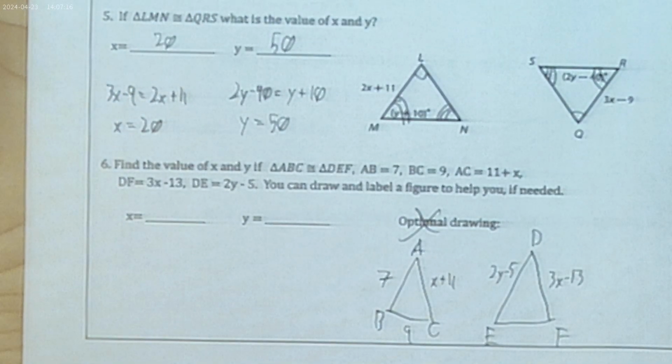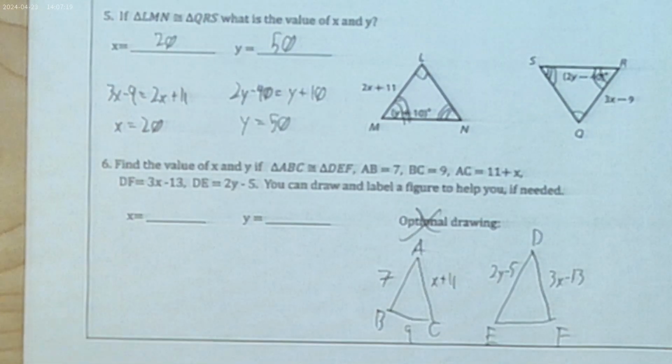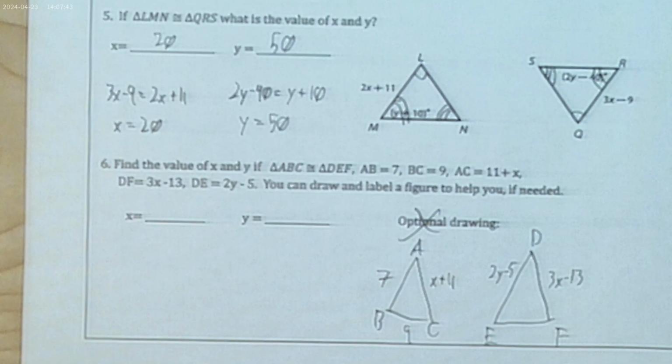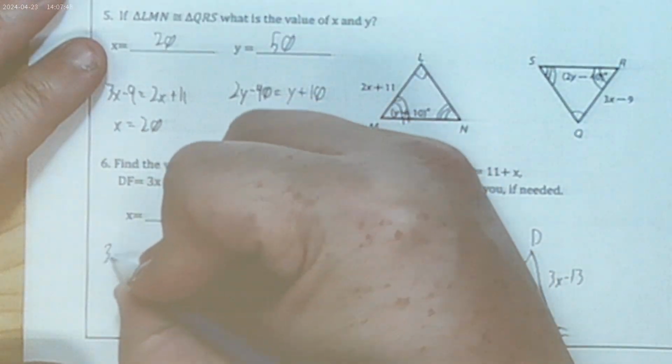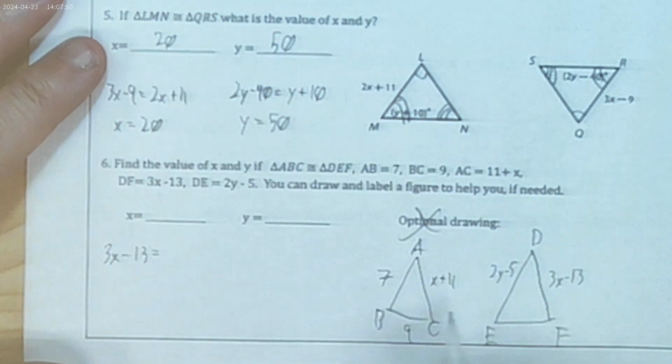Okay. All right. Well, again, if you make the drawings, these problems are not an issue because I'm looking at the drawings. I have to solve for X. Oh, all right. Well, if ABC is congruent to DEF, then AC is congruent to DF. Yeah, that means that I can set 3X minus 13 equal to X plus 11.